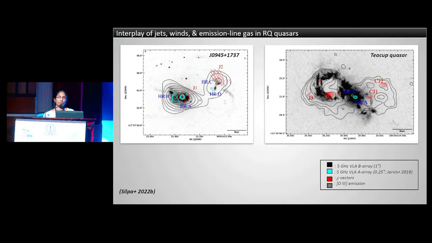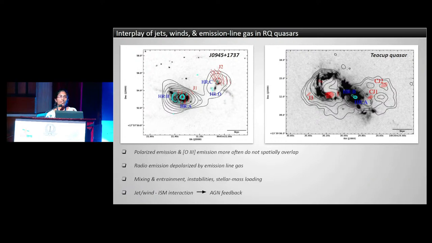Now, as the radio outflow propagates through the ambient medium, there will be a lot of mixing of this ambient gas with the jet plasma. In order to understand these mixing effects, we have carried out an emission line study combined with the radio polarization study. Here we find signatures of depolarization of the radio emission by emission line gas, which essentially means there is a lot of mixing and entrainment of the emission line gas inside the lobes. There are also indications from kinetic power arguments of these jets that there are Kelvin-Helmholtz instabilities as well as stellar mass loading effects in these jets.